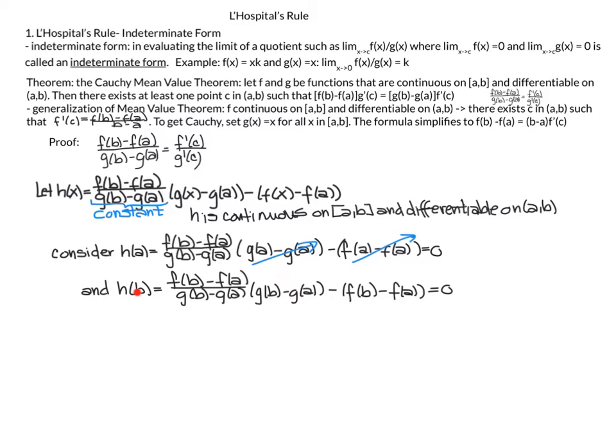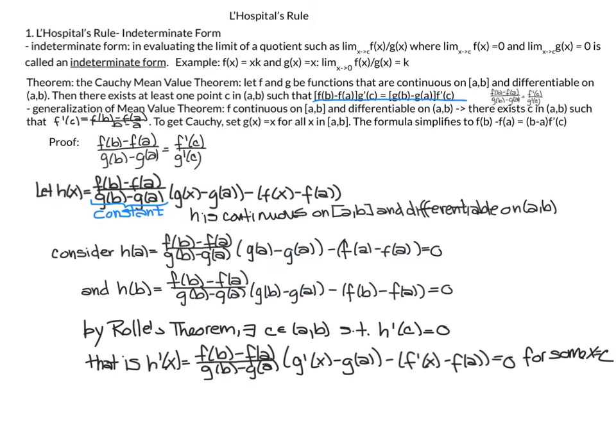Now let's plug in h of b. So I have my f of b minus f of a, g of b minus g of a, my constant. Then I have g of b minus g of a minus, and again, plugging in b for x, f of b minus f of a. So these two cancel out, and I get f of b minus f of a minus f of b minus f of a. So again, I have h of b equal to 0. So both endpoints of my function h are equal to 0.